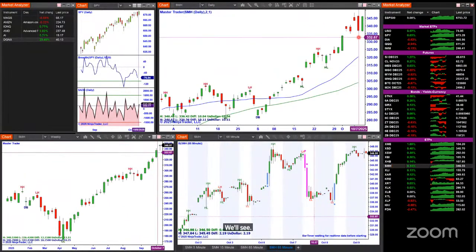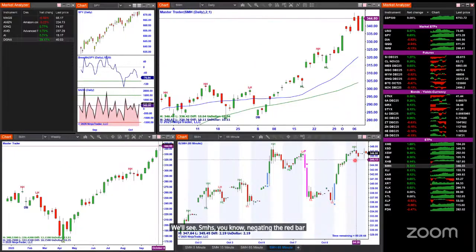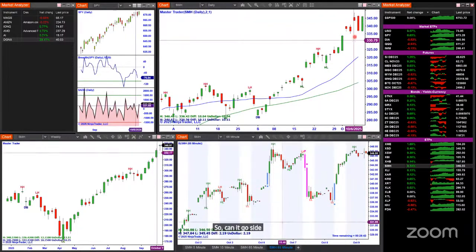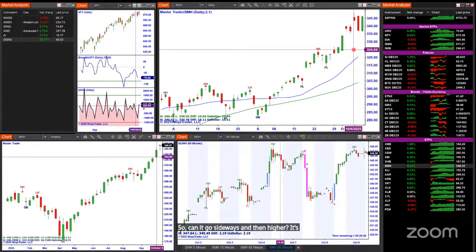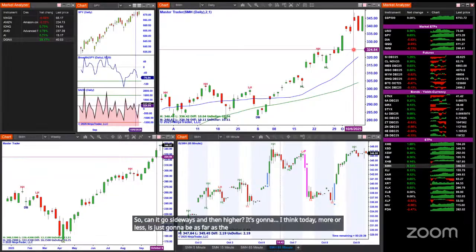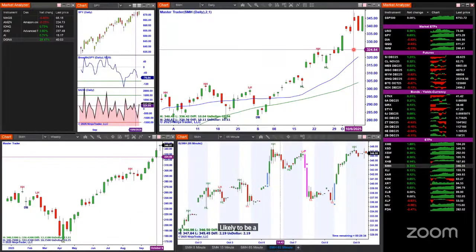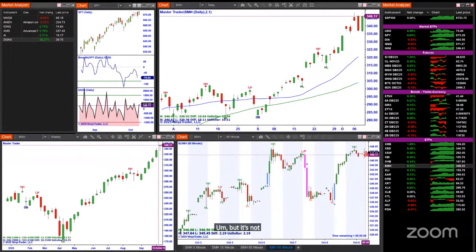SMH is negating the red bar, bullish. So can it go sideways and then higher? I think today, as far as the daily charts, is more or less likely to be a consolidation day. It's just typically the way it is. But it's at resistance and it's holding there. So that's a positive.